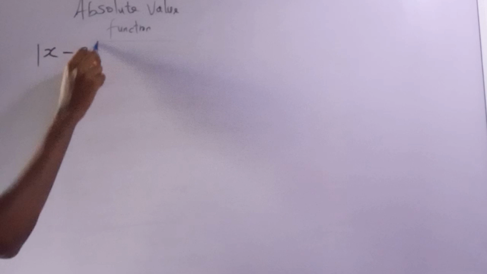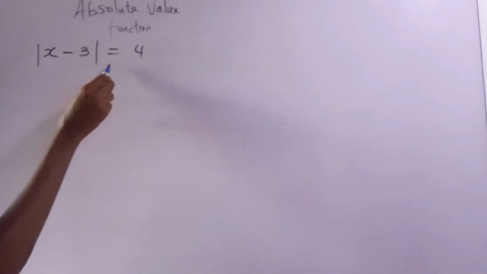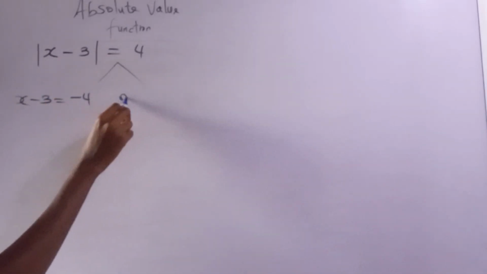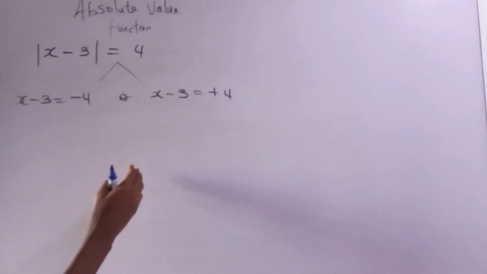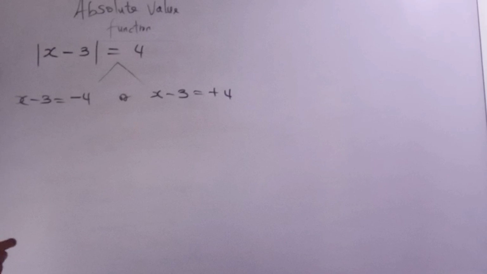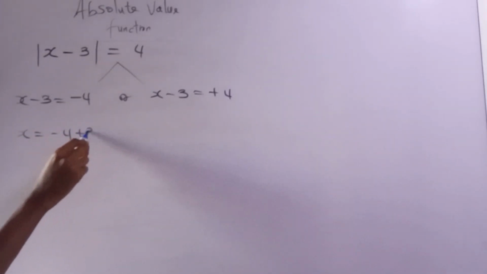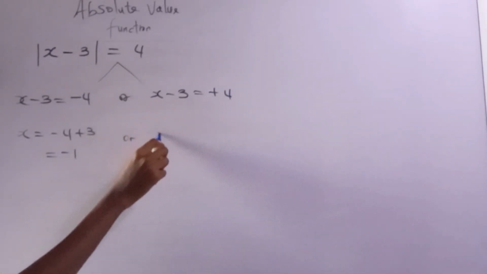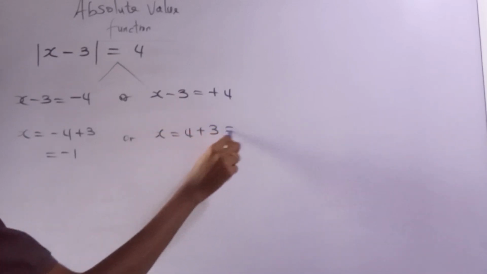So let's consider the absolute value of x minus 3 equal to 4. Here we see that either x minus 3 is equal to negative 4, or x minus 3 is equal to positive 4, considering the left and right hand side of the values of x. So for this we have that x will be equal to negative 4 plus 3, and that gives us negative 1, or x is equal to positive 4 plus 3, and x is equal to 7.